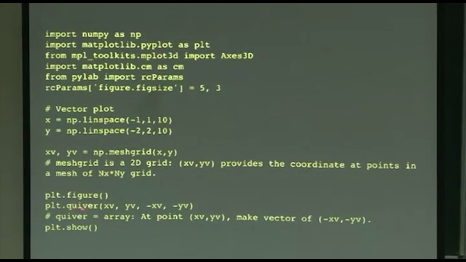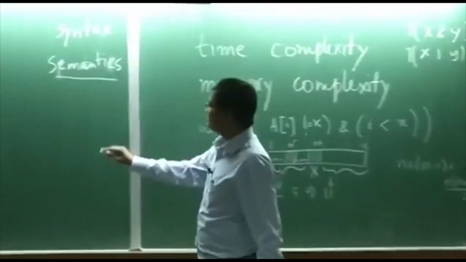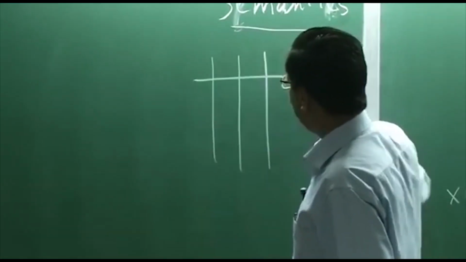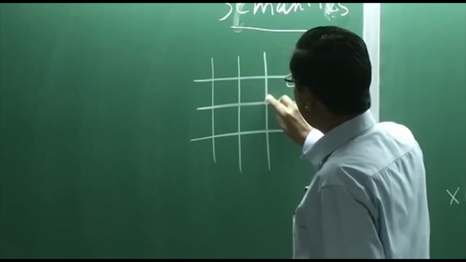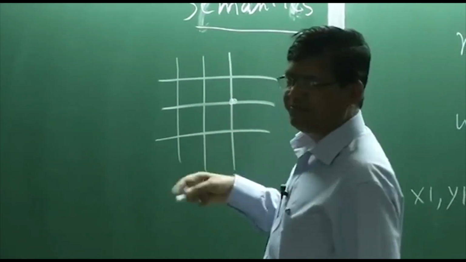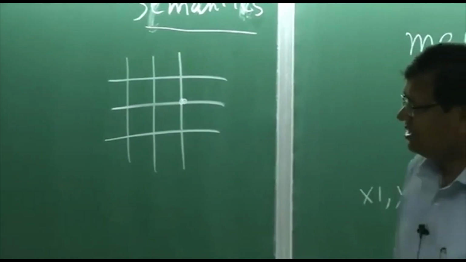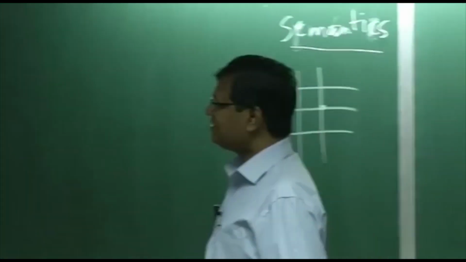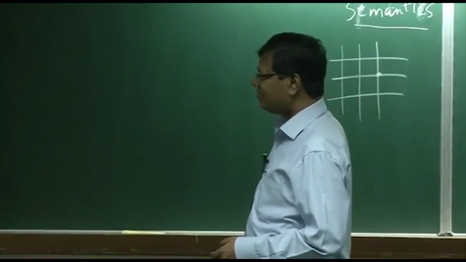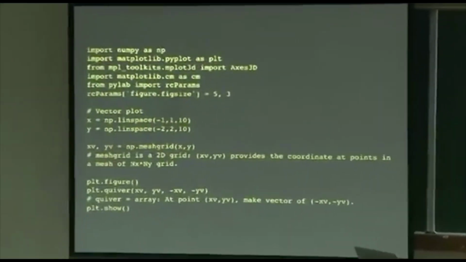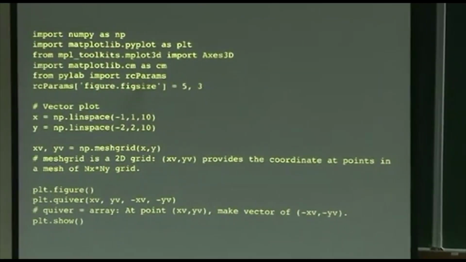Now, this quiver is an arrow. So, you will create an arrow at this position x comma y in the mesh. Just imagine this is a mesh, and at each point the first two coordinates will tell you the coordinate. Then, what is the vector field at that coordinate? Here the coordinate at that point is xv and yv.